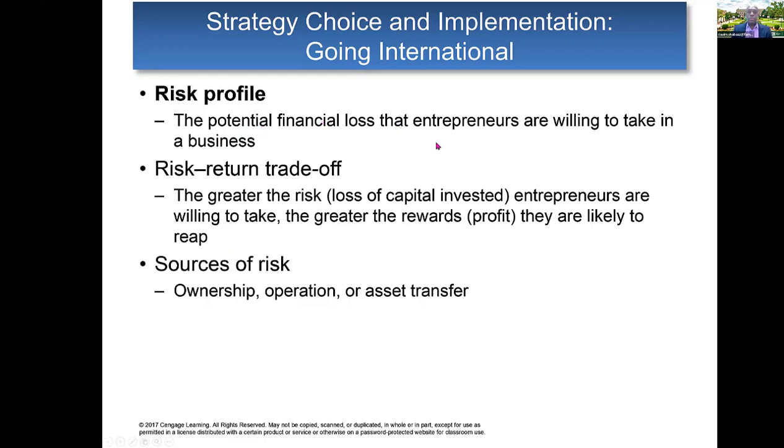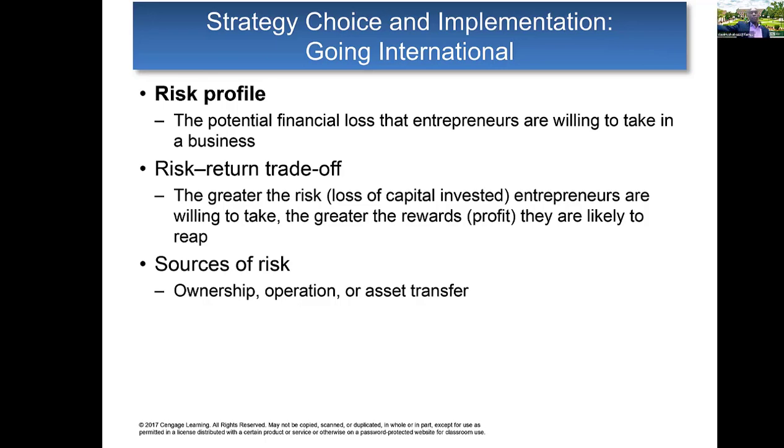The potential financial loss that entrepreneurs are willing to take in a business is the risk profile. So of course you do the risk versus reward trade-off, you assess it, you do your research, you look at some of the tables I showed you, like Transparency International, and then you make the jump or not, and decide how you want to approach it and to what level.